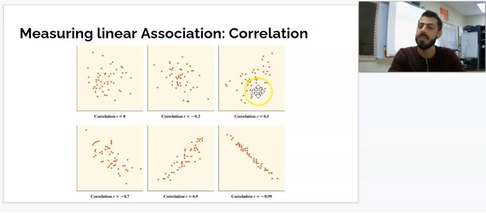Over here to the right, we have something that is moderately strong. This is that medium range. Correlation coefficient of 0.5. So it's positive. It's a moderately strong positive linear relationship.